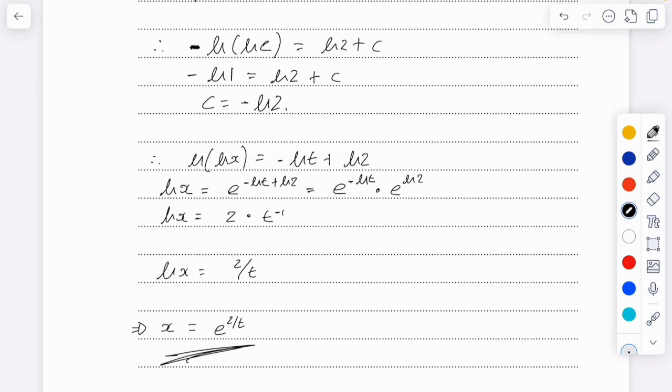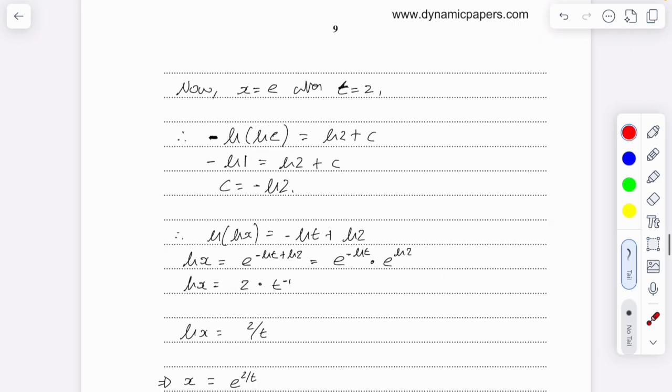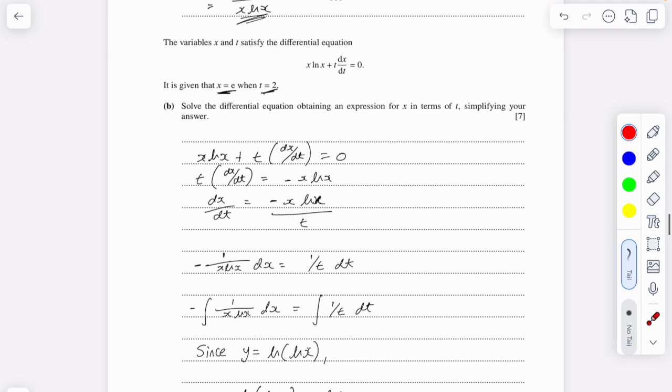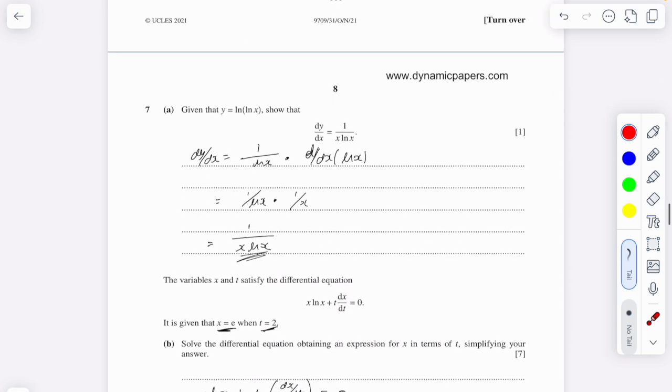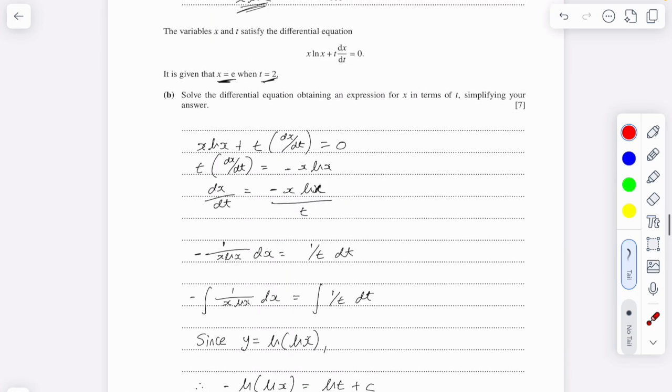So just a recap on this. We've been asked a differential equation, and it wants us to find an expression for x in terms of t. So we lay out the equation. We then separate the variables: negative 1 over x ln x dx is equal to 1 over t dt.